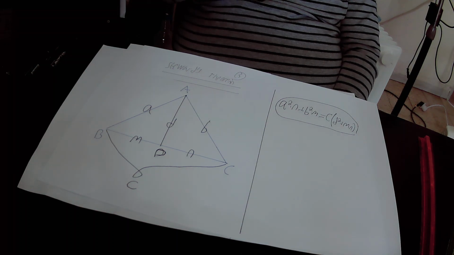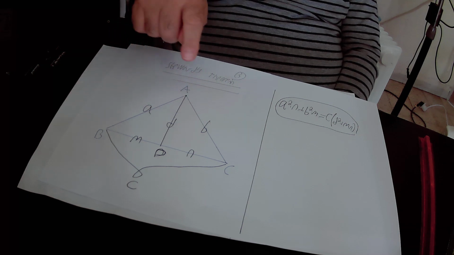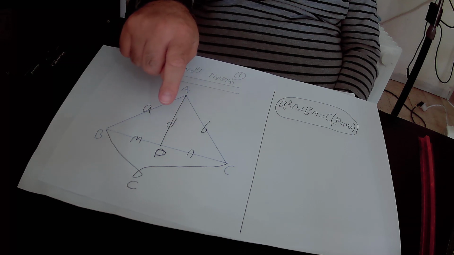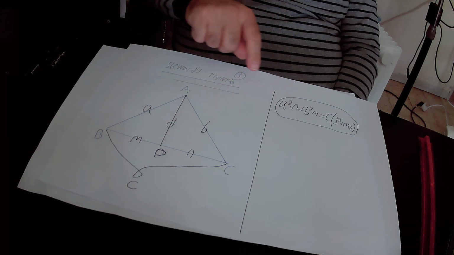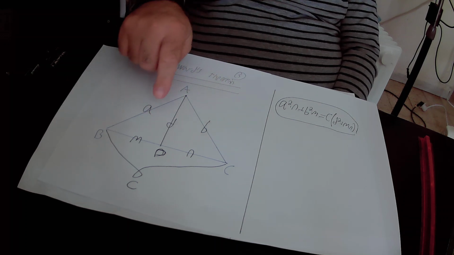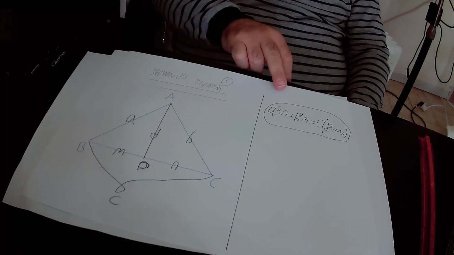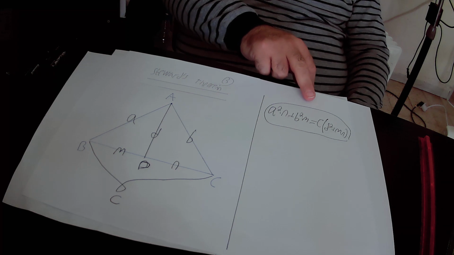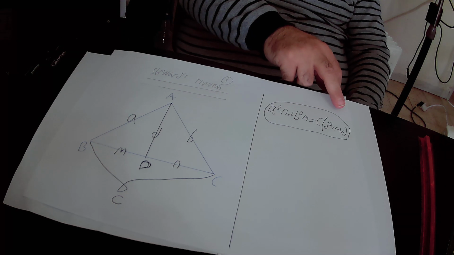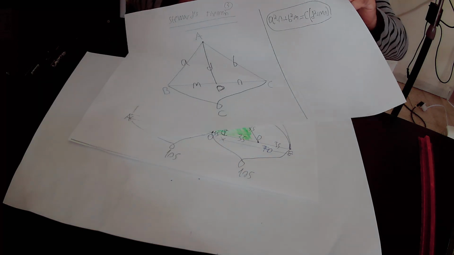Then the following equation is true: A squared times N plus B squared times M equals C, open brackets, inside the brackets we have D squared plus M times N. Again, A squared times N plus B squared times M equals C, open brackets, D squared plus M times N. We implement the new rule in our green triangle.